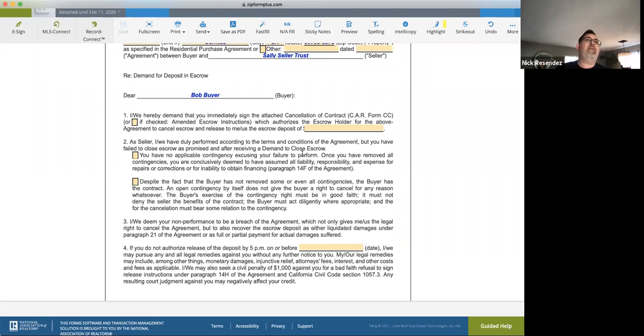Now, what if the buyer does have some of their contingencies? Maybe they have their loan contingency, but they remove their appraisal and their inspection. And then they tell you, well, we don't want to buy anymore because we don't like the condition anymore. We don't want to buy a fixer anymore. Well, if they've already removed their inspection contingency, they don't have the right to cancel anymore. That's not good enough.